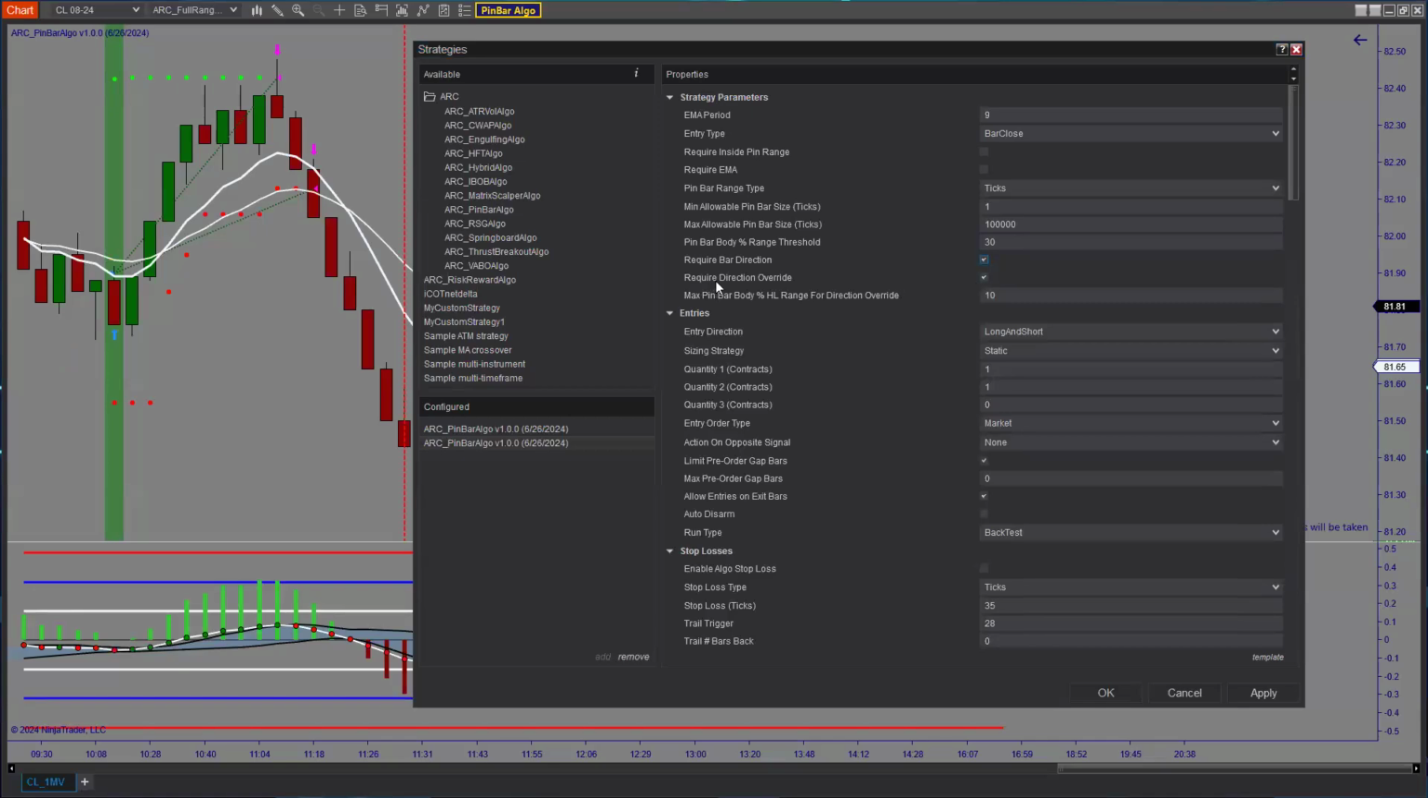If you turn this on, require direction override and minimum pin body high-low for direction override. So, this one is not as simple to explain. It took me a little bit to grasp this, so I'm going to do my best.